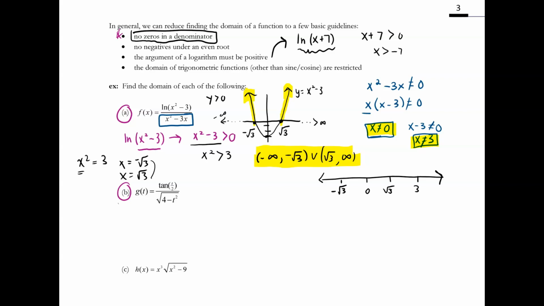So we said that this first domain restriction, that we could go from negative infinity to the negative square root of 3. So I'm just going to shade that. But you know what? I'm going to go ahead and put that open circle there because x cannot be the negative square root of 3. In fact, let's go through and put the rest of our circles. X cannot equal 0, x cannot equal the positive square root of 3, and x cannot equal 3.